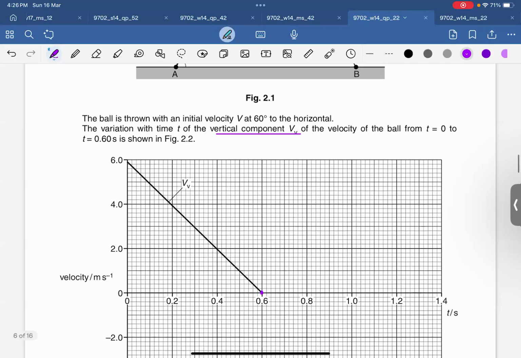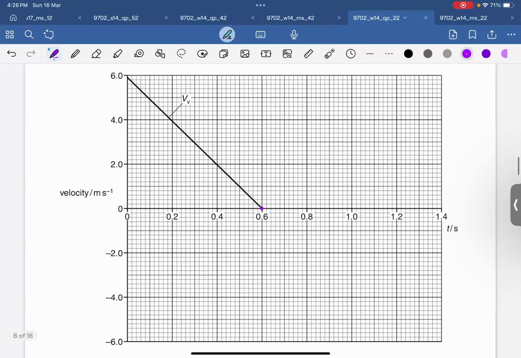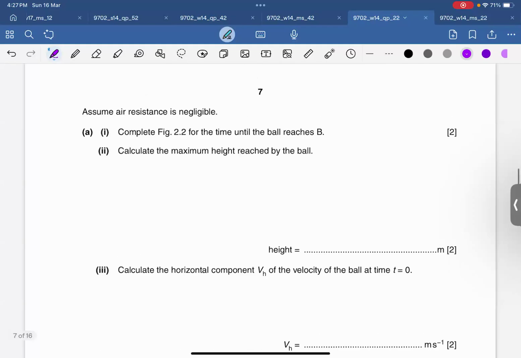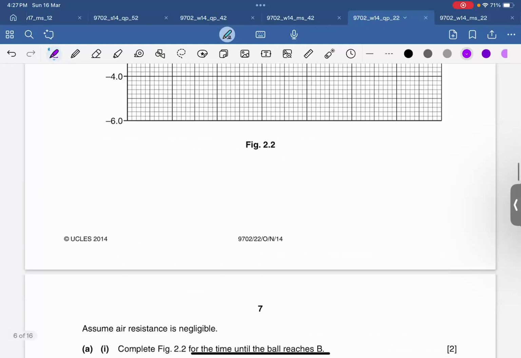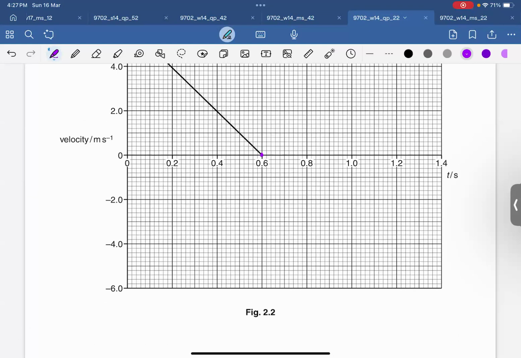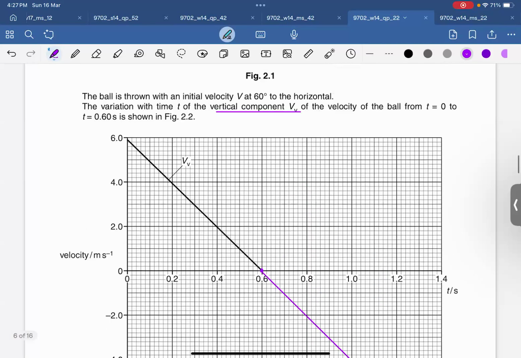Assume air resistance is negligible. Complete figure 2.2 for time until the ball reaches B. So if 0.6 is required for the maximum height, the same amount of time is required for the ball to come back to the same point. But it is not starting from 6, so you're not allowed to end at 6. It's just ending at 5.